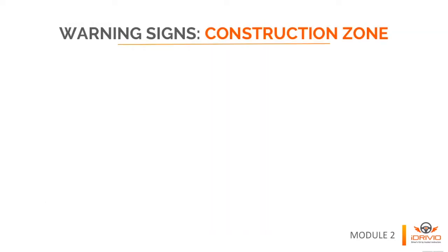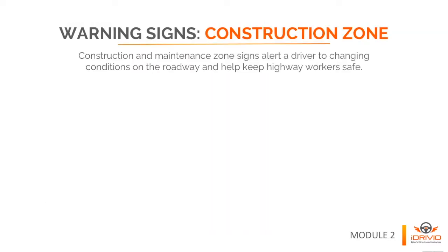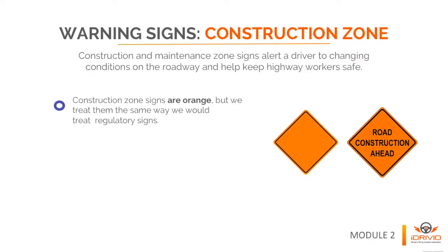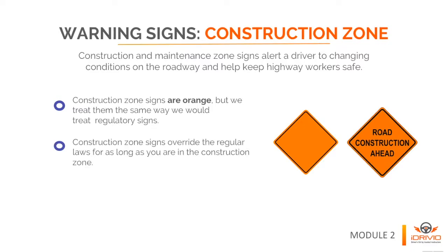Construction and maintenance zone signs alert a driver to changing conditions on the roadway and help keep highway workers safe. Construction zone signs are orange, but we treat them in the same way we would treat regulatory signs. Construction zone signs override the regular laws for as long as you are in the construction zone. Remember, you must obey all construction zone signs. Construction zones have their own speed limits and rules. We will learn more about construction zones in Module 4, Laws, Limits, and Zones.